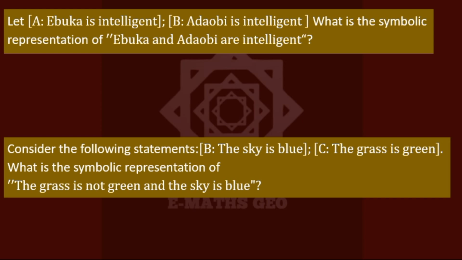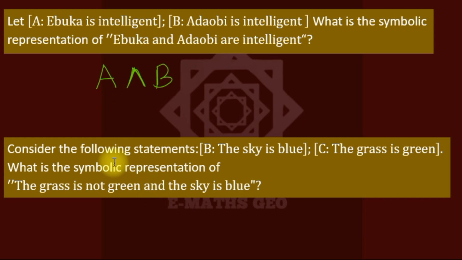Look at this one. They said let A be: Ebuka is intelligent. The second statement, B: Adobe is intelligent. They now ask us what is the symbolic representation of "Ebuka and Adobe are intelligent." Meaning A is for Ebuka, the first statement, and B is for Adobe. And they say both of them are intelligent, so we use conjunction. So that's the answer.